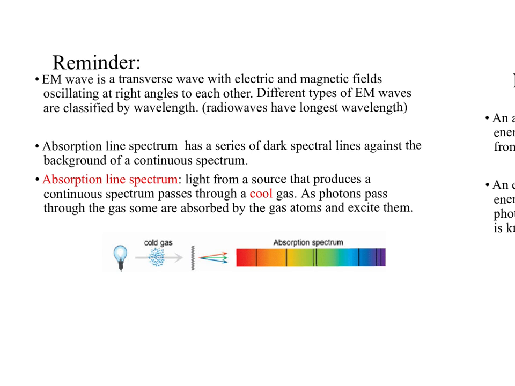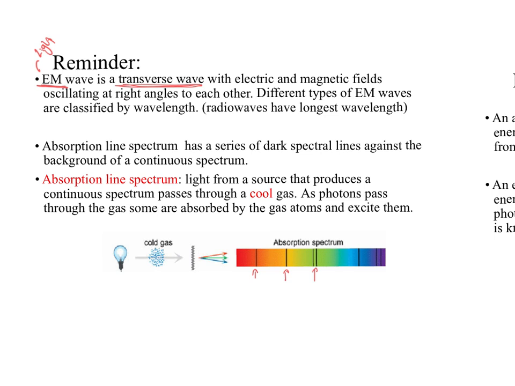Now, electromagnetic waves are transverse waves, okay? Just a quick reminder of that. And light is an electromagnetic wave. So we can only analyze the light, so we are only interested in the light in this case. Just to remind you that electromagnetic waves are electric and magnetic fields oscillating at right angles to each other. There are different types of EM waves, and we classify them by wavelengths. That's something we looked at when we looked at electromagnetic waves in chapter 11. Also, the absorption light spectrum that has a series of dark lines is something that we've seen quite recently.